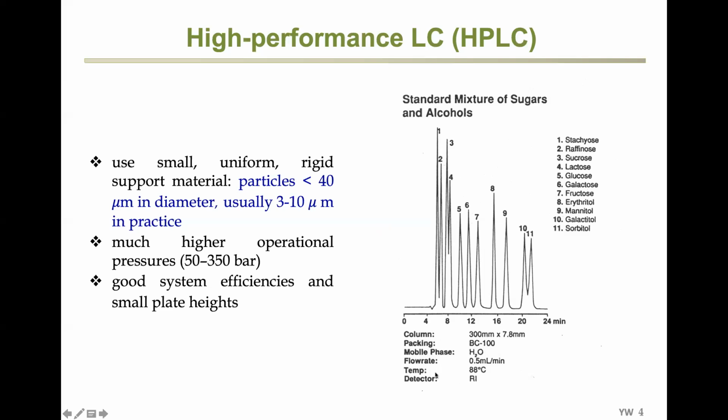Then in that case, the column and the packing are already constant there. You cannot change those. Then what can we change when we are doing an HPLC test? We have the mobile phase, flow rate, temperature, and detector. The mobile phase, flow rate, and temperature, all three of those can affect the separation of your system.